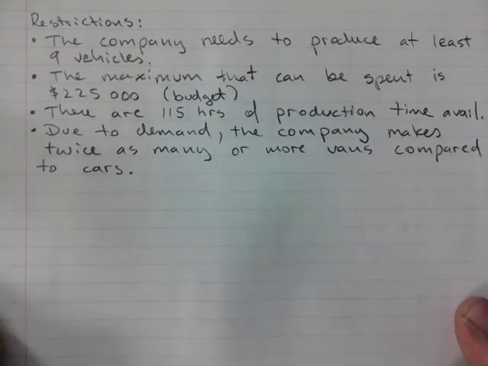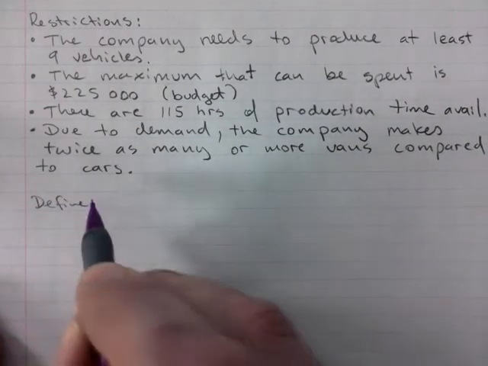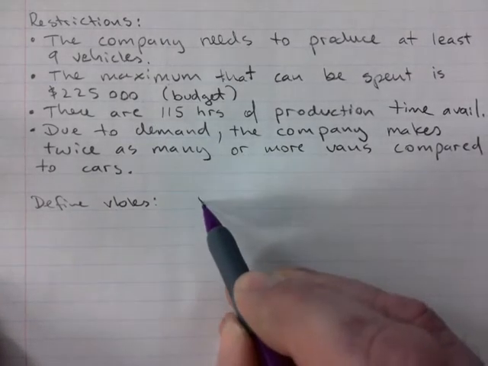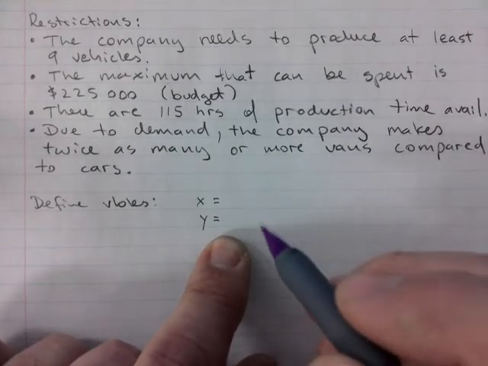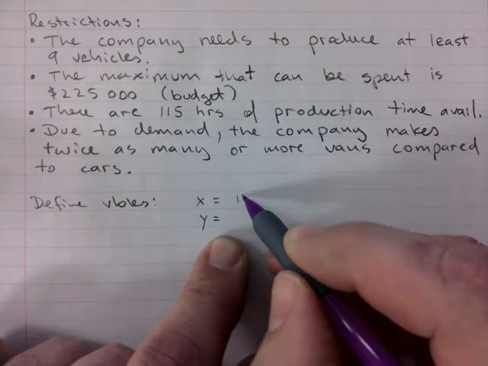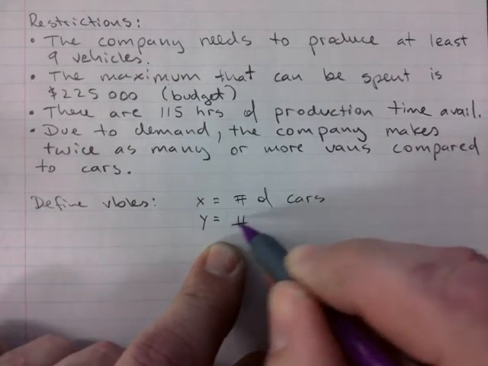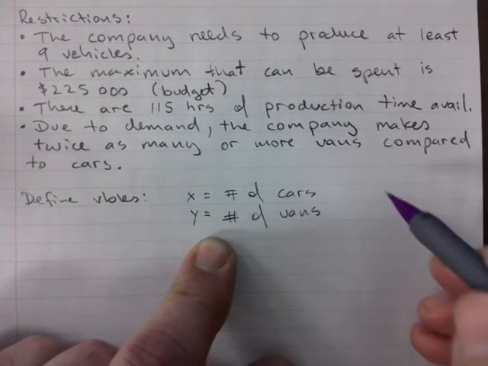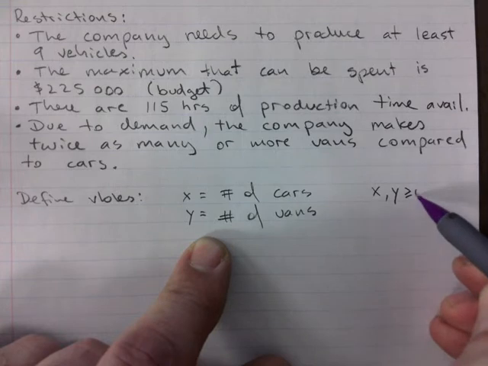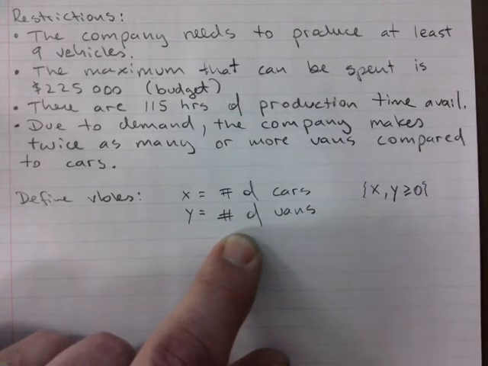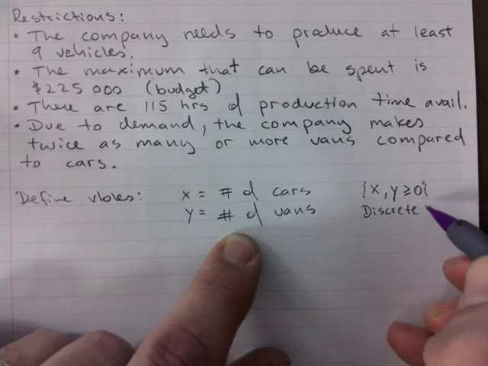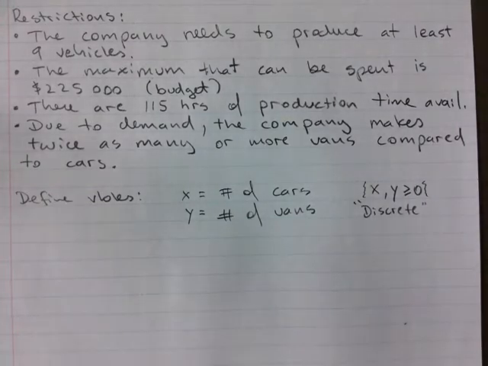So here we go. Let's define our variables first of all. X and Y. By the way, sometimes you can use any letters you would like. If you want to use C for cars and V for vans, that's fine. I tend to stick with X and Y. So X would be the number of cars, and Y would be the number of vans. We're going to throw in there that both variables will be positive. What kind of data are we talking about if it's cars and vans? It's discrete. So let's just make that note. It will come in handy later. We just can't have decimal answers later when we graph this.